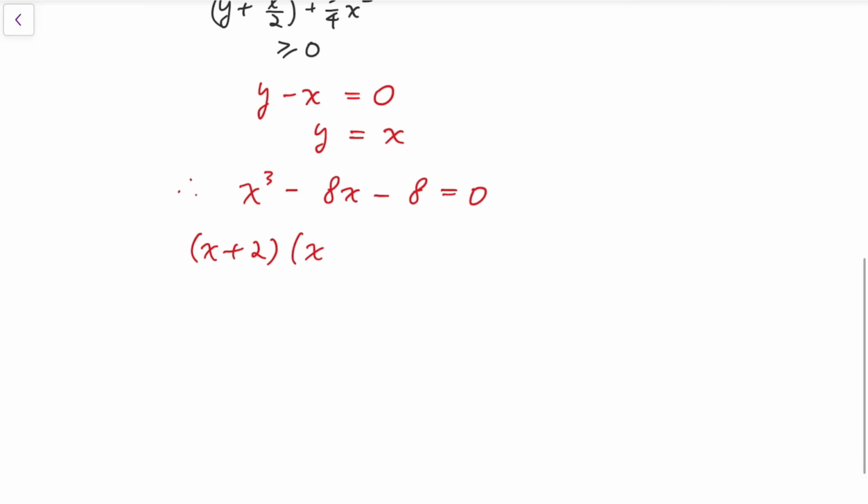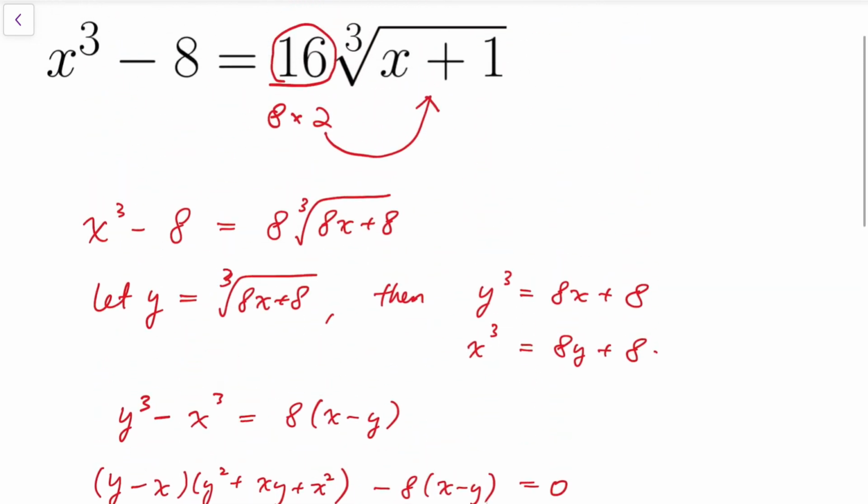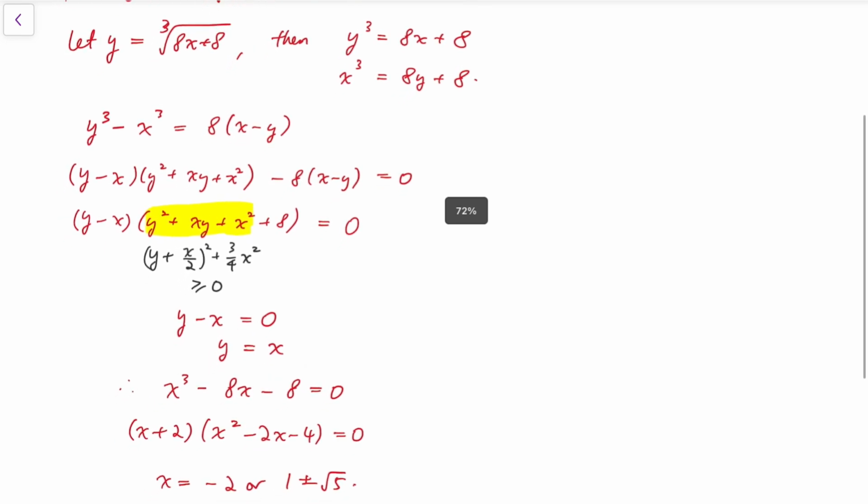We can check that because if we put minus 2 into the equation, it's a solution. So dividing, we have x plus 2 times x squared minus 2x minus 4 equals 0. So x is either minus 2 or 1 plus or minus square root of 5. If we check whether these are valid solutions, we notice that because from our given equation, we only have a cube root sign, so the domain of x is just all real numbers, so that means they are all valid solutions. So this is the first approach.